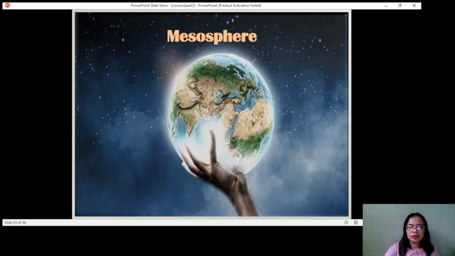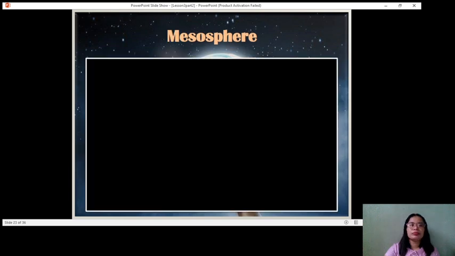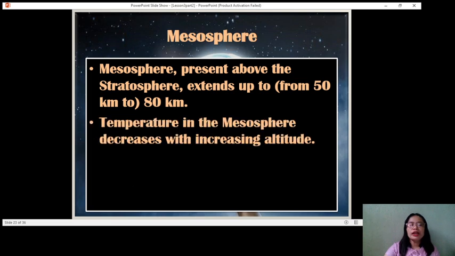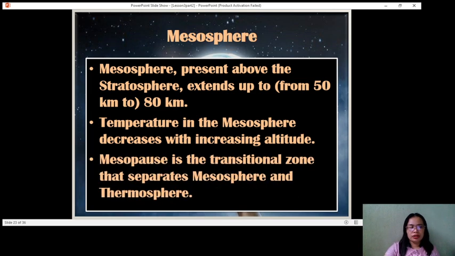Next, mesosphere. What is mesosphere? Mesosphere is present above the stratosphere, extending from 50 to 80 km. The temperature in the mesosphere decreases with increasing altitude. Mesopause is the transitional zone that separates mesosphere and thermosphere.